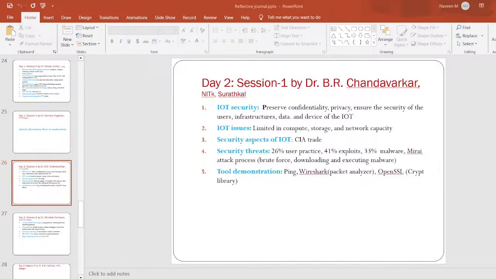Then tools: he talked about the ping command, Wireshark. Then he talked about OpenSSL, right? His talk was more concerned with security for IoT.